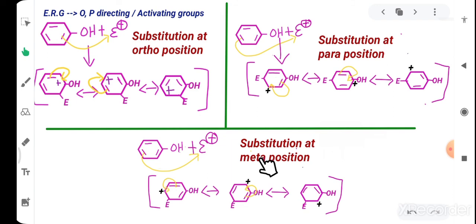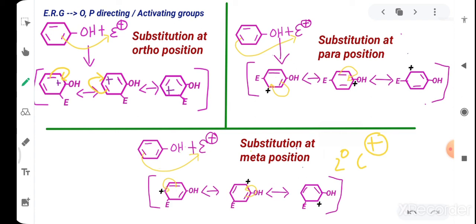And at the meta position, you can see that the electrophile is attached to the alternate position, that is at the 1,3 position. So if it is attached here, there will be a positive charge over this carbon atom. Due to the delocalization of electron, the positive charge is on this carbon atom, and again due to the delocalization of electron, the positive charge is over this carbon atom. And here you can see that all the three resonance hybrids are having secondary carbocation.